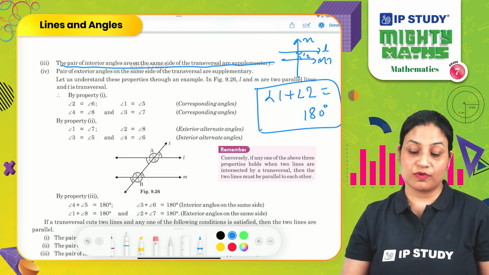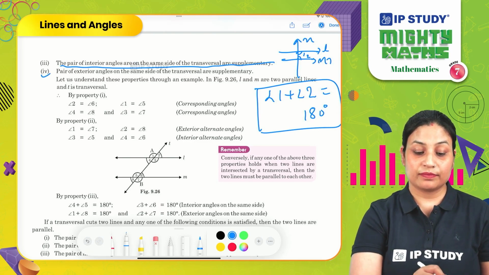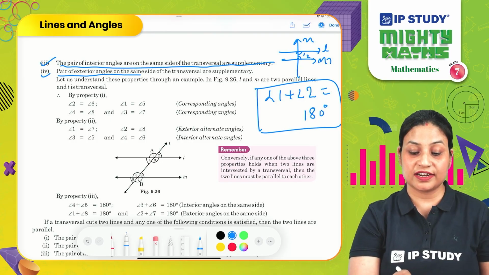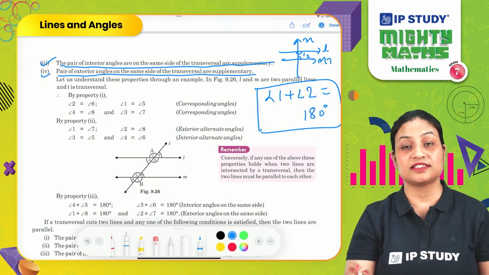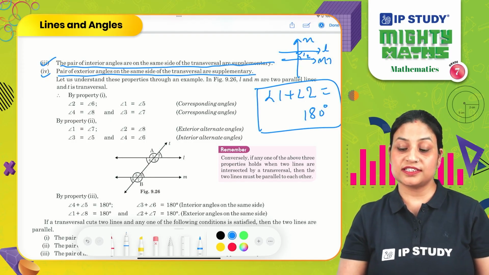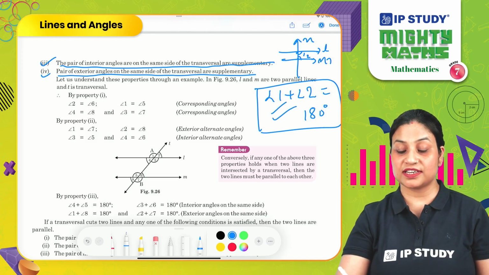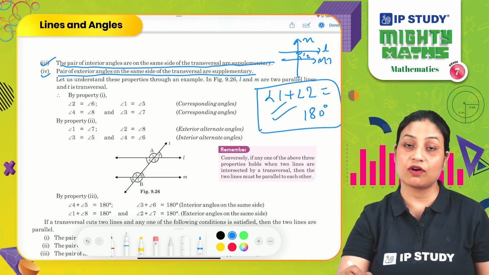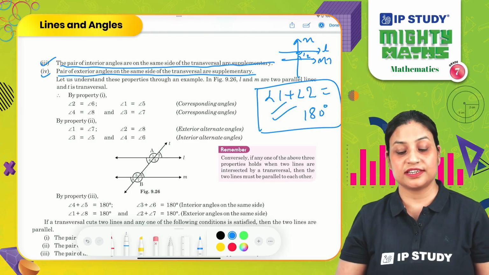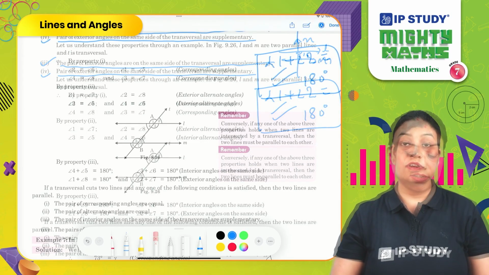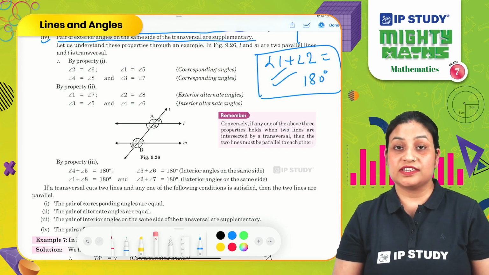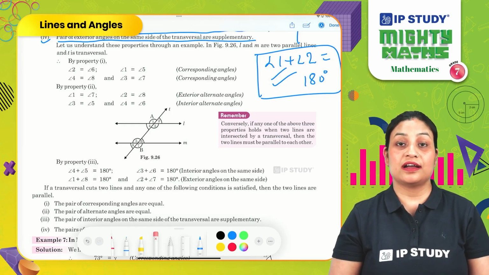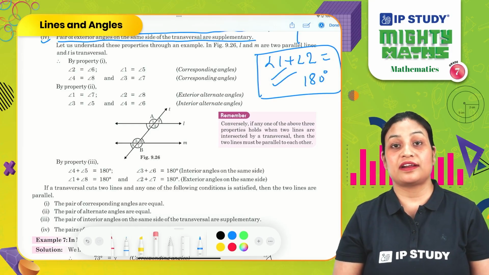Now let's move on to the next property, that is, a pair of exterior angles on the same side of a transversal are supplementary. Okay, this is similar to the property that we have discussed just now. The only thing is we have considered interior angles, now we will take exterior angles, right? So students, we have discussed the properties of different angles formed by parallel lines cut by a transversal.